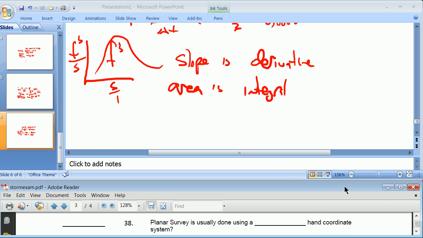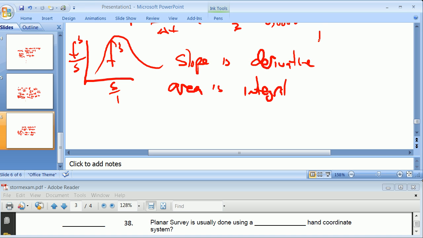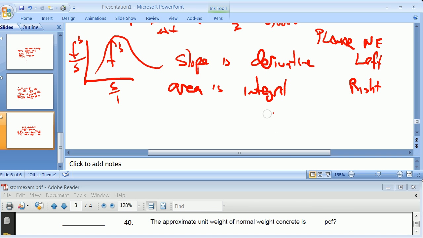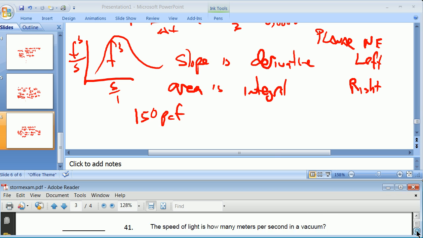Planar survey is left. So planar survey is northings, eastings, it's left. Everything else is right. GPS is right. Normal weight of concrete, 150 pounds per cubic foot is what a design number is, but you know that goes up from there or down from there based on air.